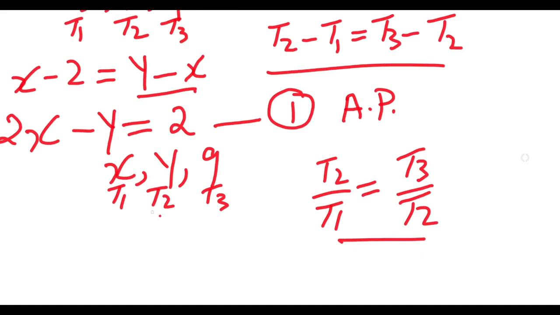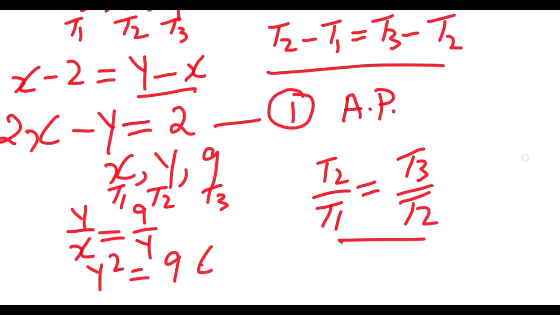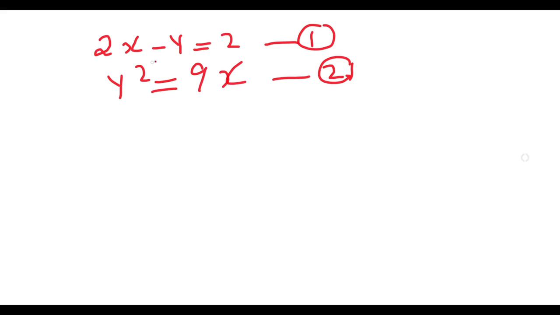So therefore term 2 divided by term 1, y over x is equal to 9 over y. Cross multiply, y squared is equal to 9x. So this is number 2. This is a geometric progression. So this is number 1, the AP, and this is the GP, number 2.